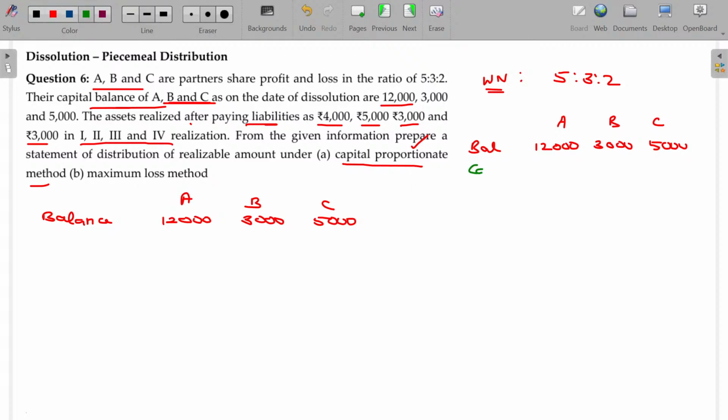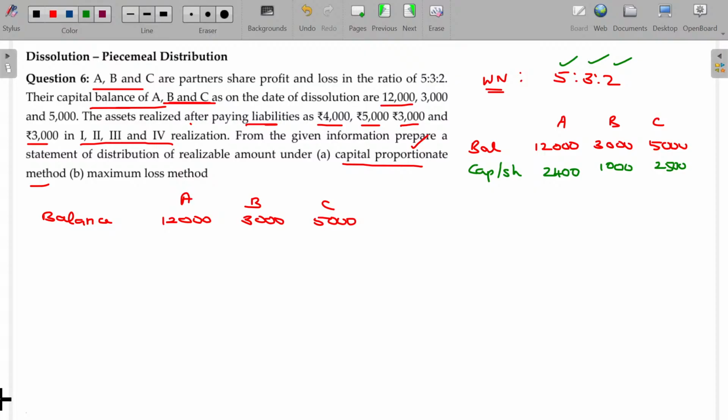You cannot say it this way, okay? But capital per share. A has invested 12,000 rupees for 5 shares of profit. It means the amount contributed by A per share is 2,400. Isn't it? B invested 3,000. What is his share? 3 shares. Invested 3,000 rupees and demanded 3 shares of profit. It means for every share of profit he demands, he has invested only 1,000 rupees. In case of C, invested 5,000 rupees for how many shares? Then per share he has invested. Now tell me who has invested more capital per share.